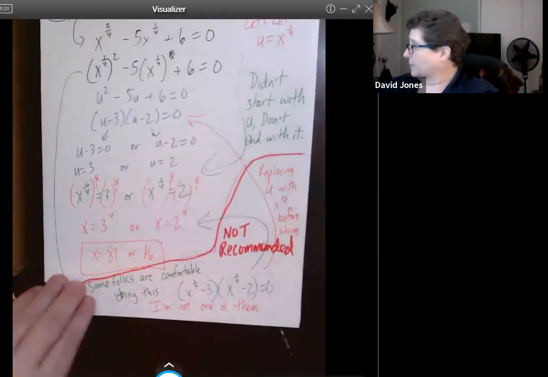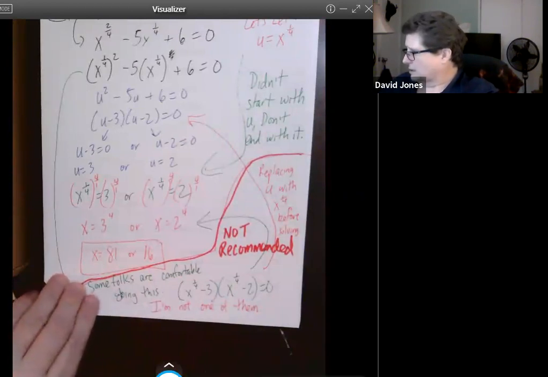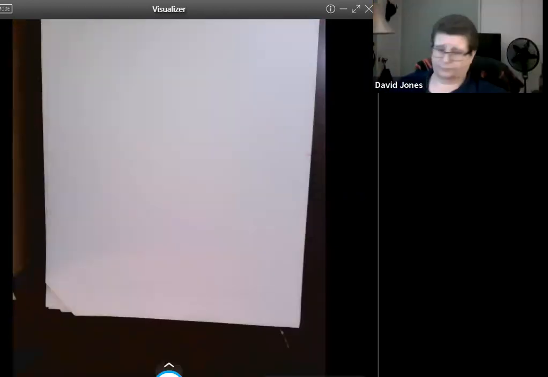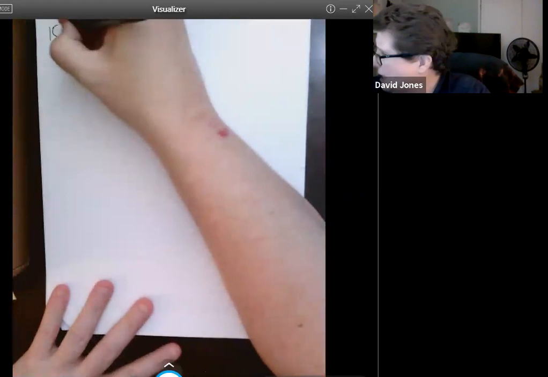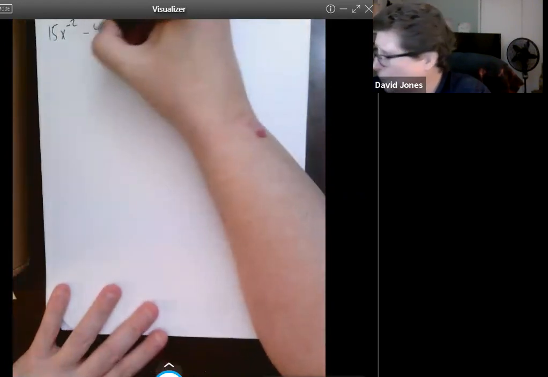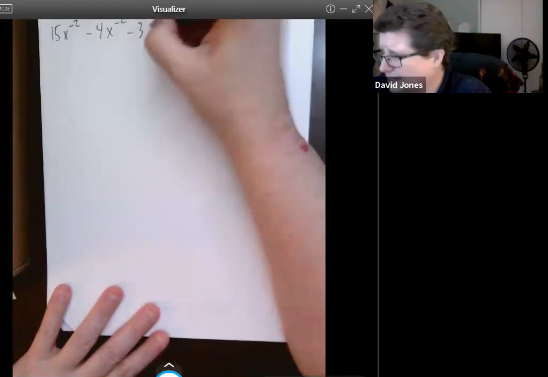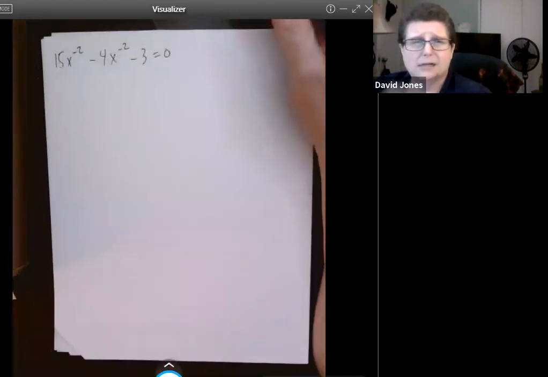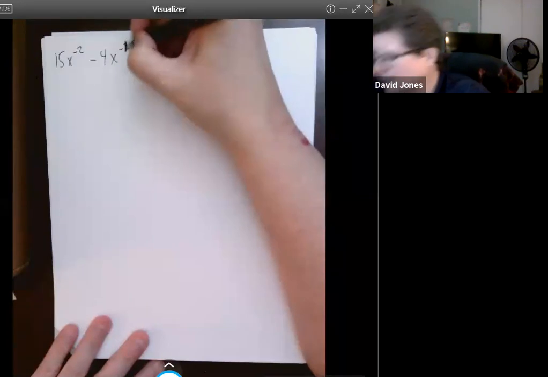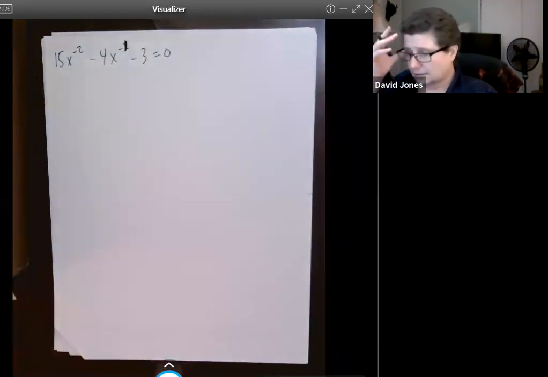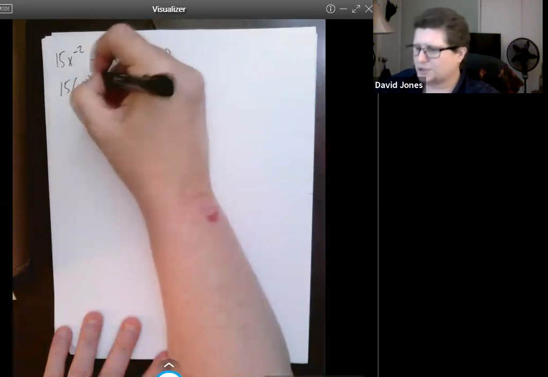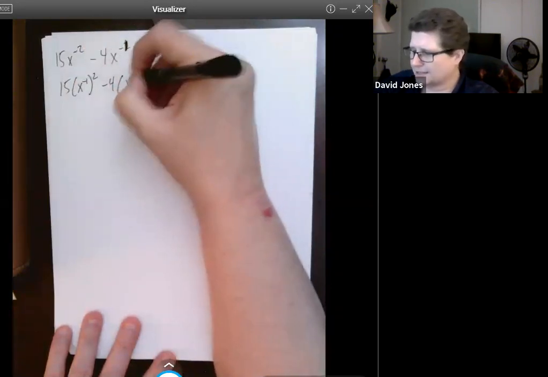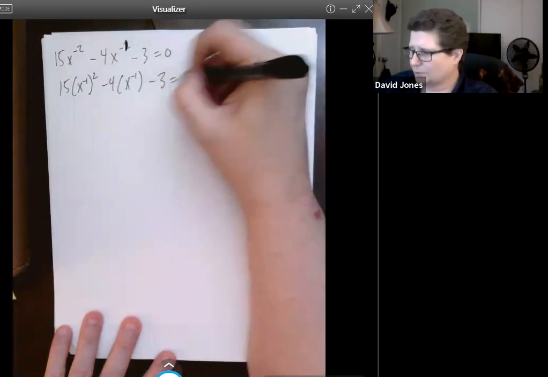All right. Do another. I've got 15x to the negative 2 minus 4x to the negative 1 minus 3 equals 0. Oh, negative 1, not a negative 2 there. And I can write this as 15 times x to the negative 1 squared minus 4 times x to the negative 1 minus 3 equals 0.